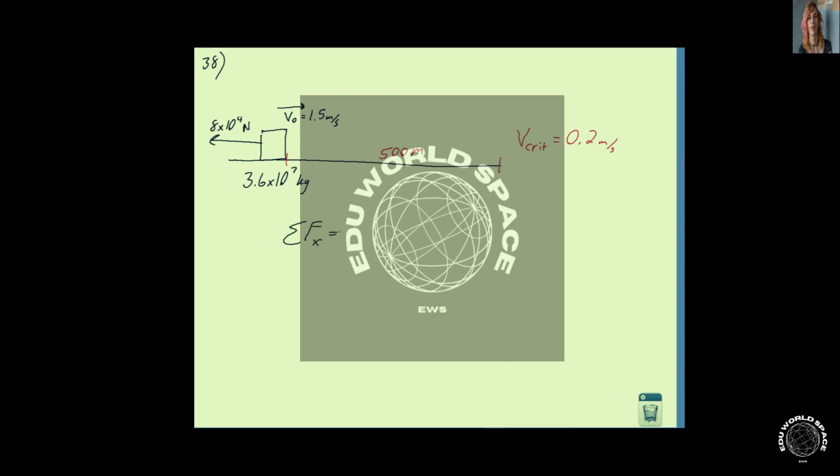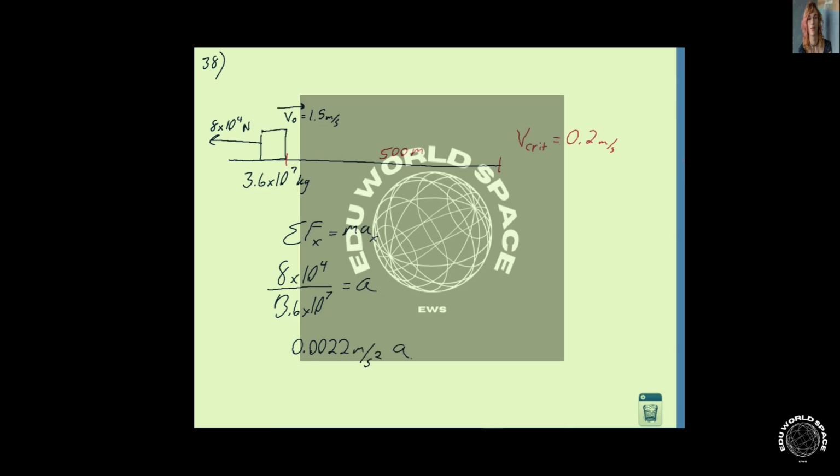Net force in the x direction is equal to m times a in the x direction. We've got 8 times 10 to the fourth newtons of force acting, and the tanker's mass is 3.6 times 10 to the seventh. That's going to equal our acceleration. We get an acceleration of a paltry 0.0022 meters per second squared.